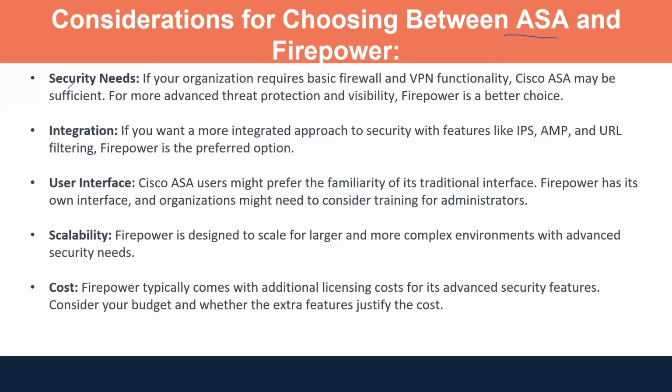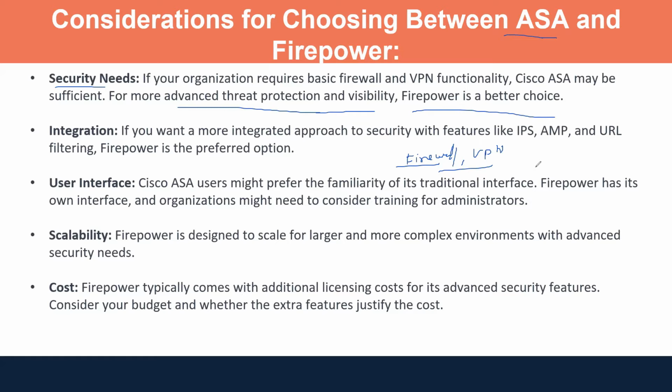So let's say you have a security need. Let's say your organization requires a basic firewall system, then it can remain with the Cisco ASA. But if it wants advanced threat protection and threat visibility, then Firepower is a better choice. Let's say you just want a basic firewall to filter traffic, or you just want a VPN connection, then your ASA is sufficient. But let's say you want advanced protection from threats.